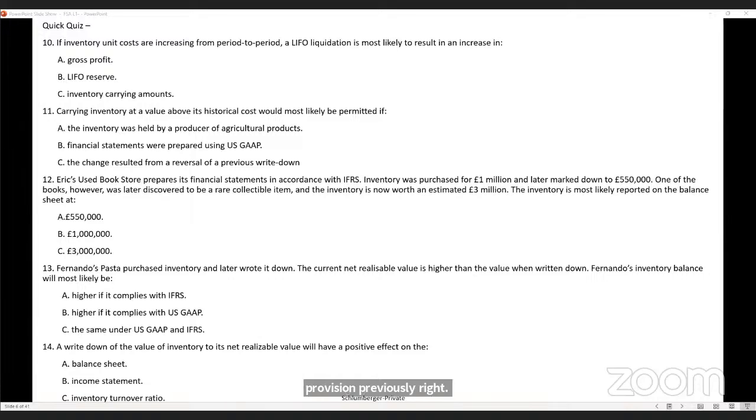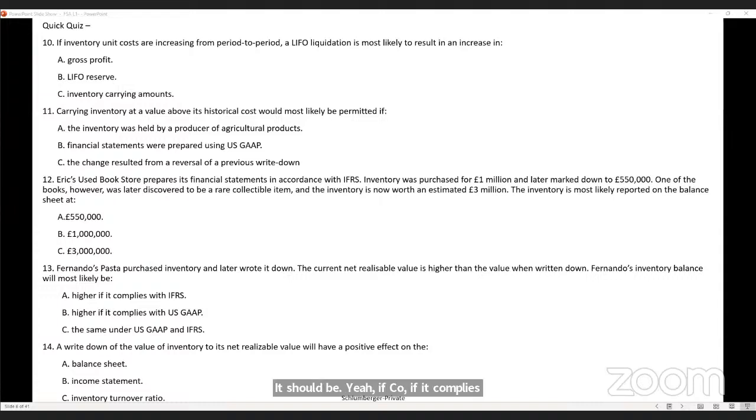All right, number 13, it says, Fernando purchased inventory and later wrote it down. Somebody's asking me for the answer for number 11. I've said it. It's even part of what I had there. Number 11 is A, right? Fernando purchased inventory and later wrote it down. The current net realizable value is higher than the value when written down. Fernando's inventory balance will most likely be what if compared? It's A. It will be higher if it complies with IFRS.